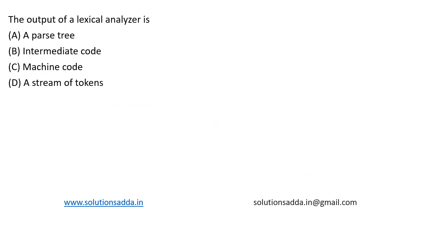This is a question from compiler design. The output of a lexical analyzer is a parse tree, intermediate code, machine code, or stream of tokens. A lexical analyzer takes the skeletal code and produces a stream of tokens as the output. These tokens will consist of identifiers, keywords, separators, operators, and literals. This stream of tokens is then passed to the syntax analyzer for further analysis. So based on the options, option D, a stream of tokens, is the correct answer here.